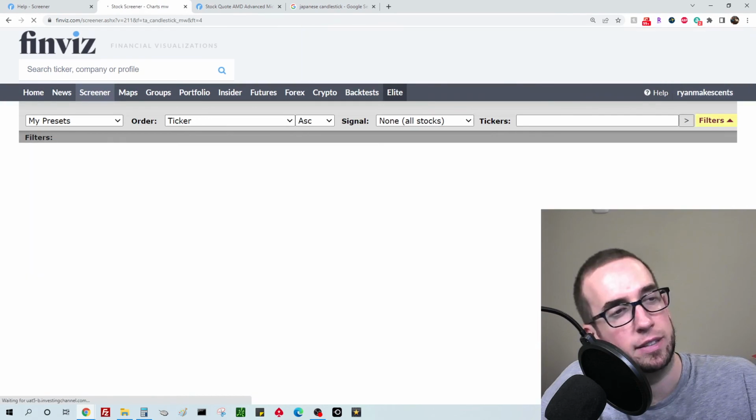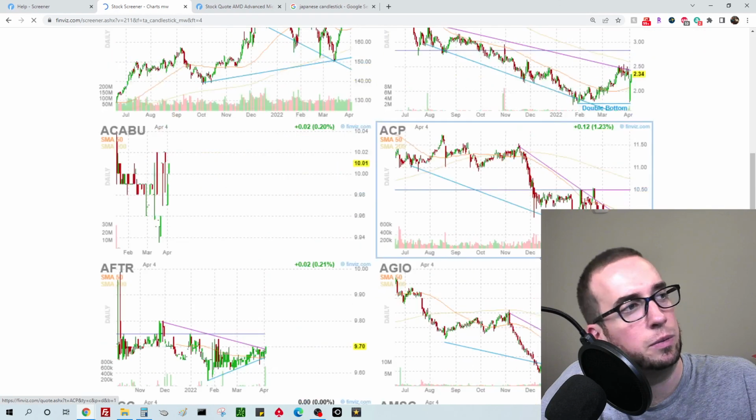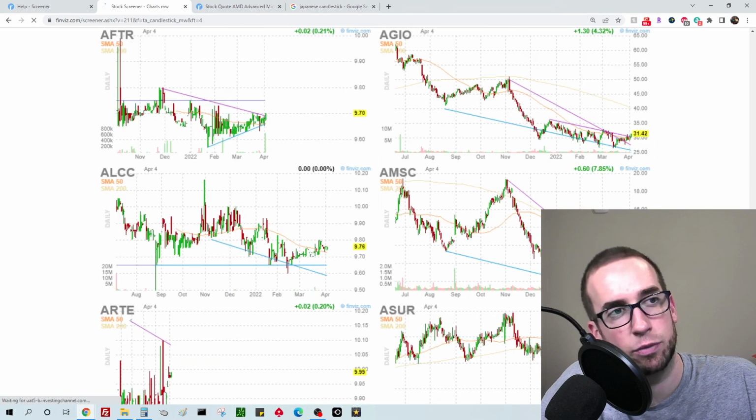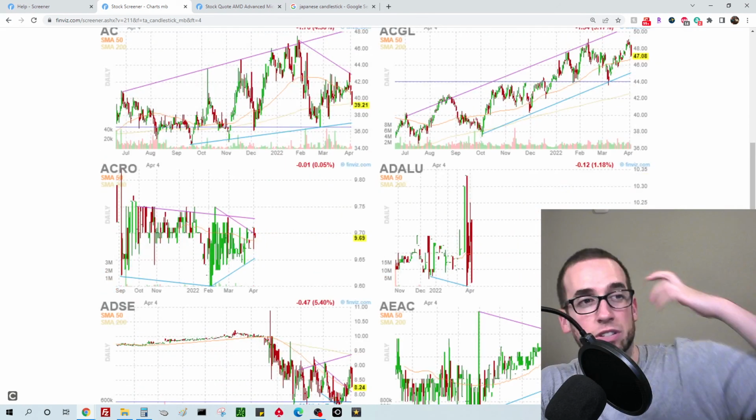Marubozu white. I don't know what that is. Let's just see. Yeah, I'm not sure what this is. It's a full green candle. Okay. So Marubozu black is a big red candle, I'm guessing. Yeah, big red candle, big red candle. Okay, cool. Learn something new every day.